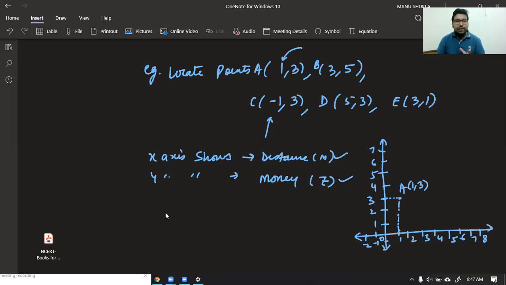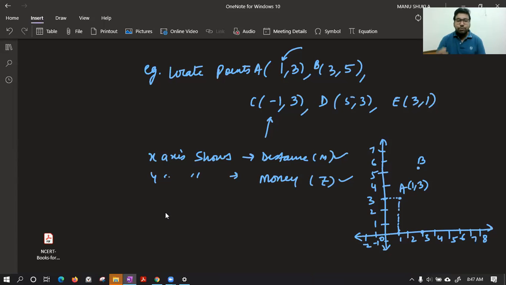Class, are you able to understand this one? Have you all got it correct, the copy? Please confirm. The second point is 3 comma 5. So 3 is over here and 5 is here. So we will get it somewhere here. If you observe, it is your point B.